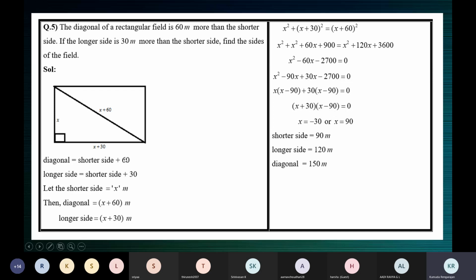So write this, children. This is very important. The first two steps are very important. If you write these two, then you can assume anything as x and find the others in terms of x.